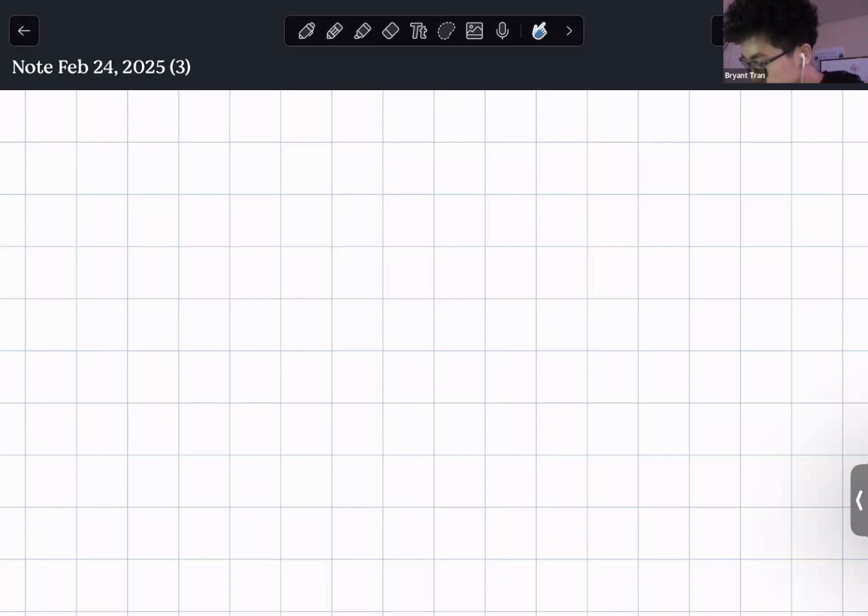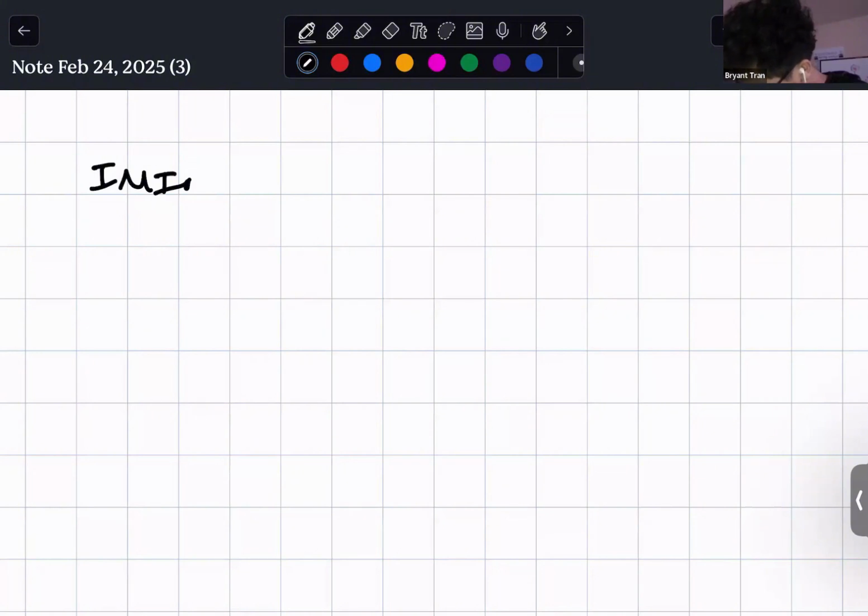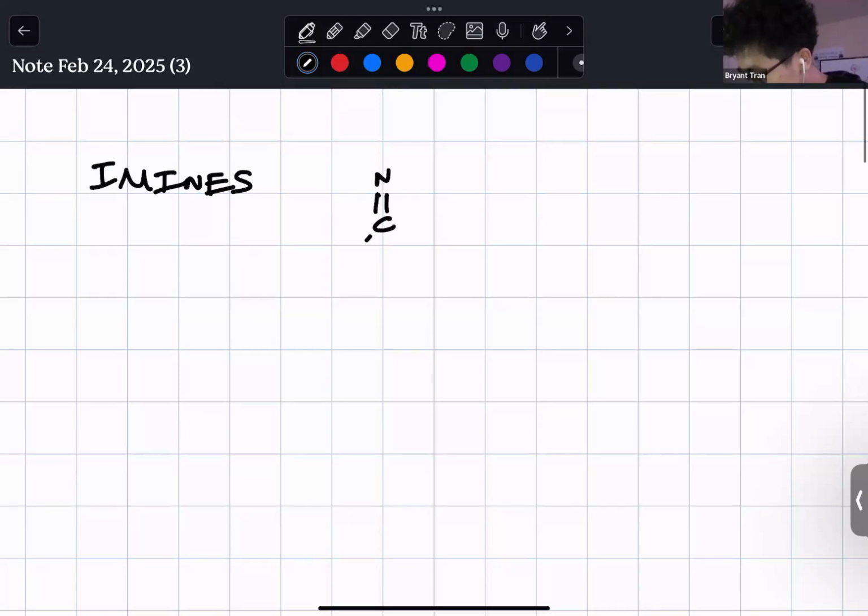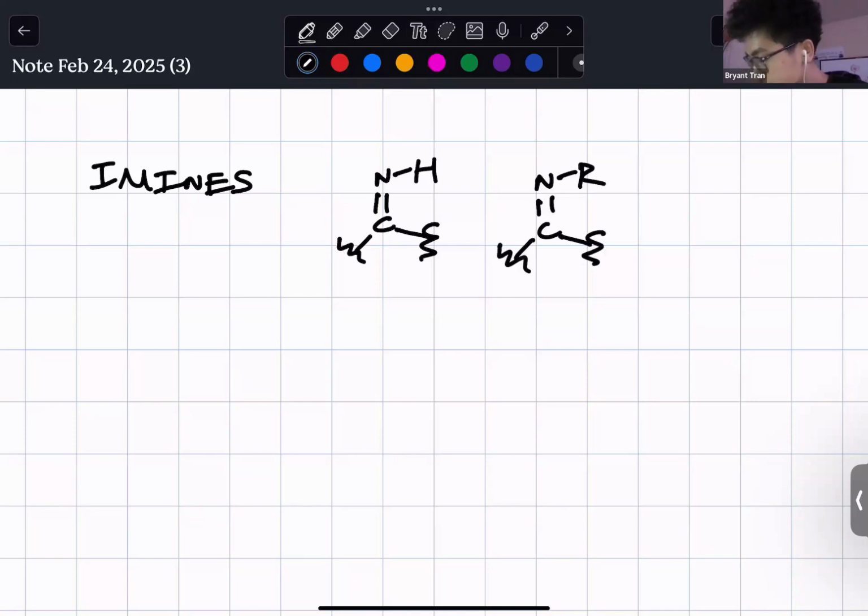Okay, so imines with the I. This is good for 118B and 8B as well. An imine is a carbon double bond nitrogen. This carbon could be attached to two different R groups, we don't know what they are. And this nitrogen is going to be neutral, and to be neutral, it has to be attached to a hydrogen or an R group. That is an imine.